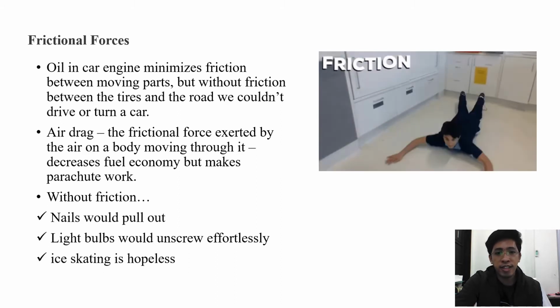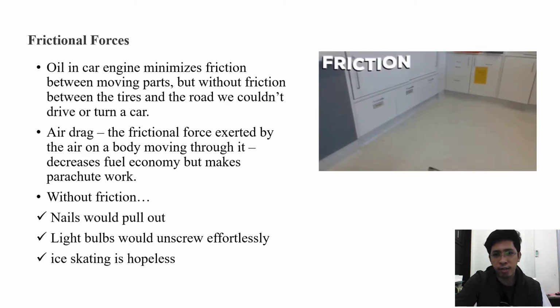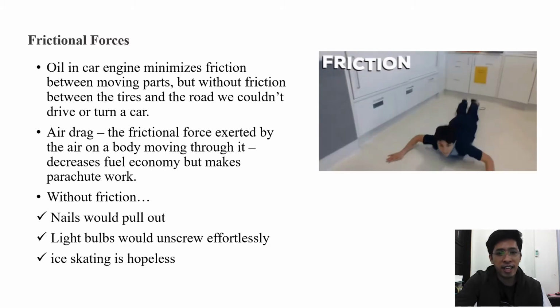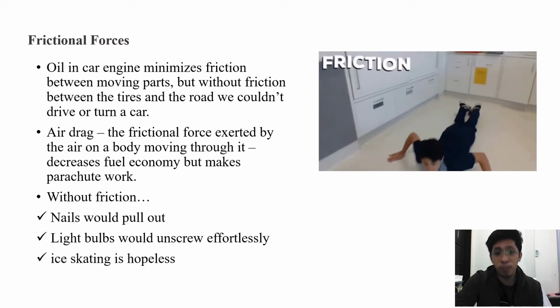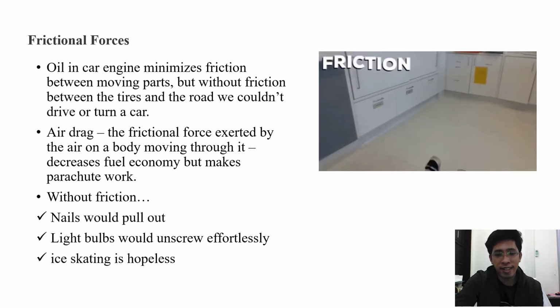Without friction, nails would pull out. You cannot actually hammer your nails without friction. Light bulbs would unscrew effortlessly. And lastly, ice skating is hopeless. Even though you think the ice skating rink is slippery, without friction you cannot ice skate on the rink.